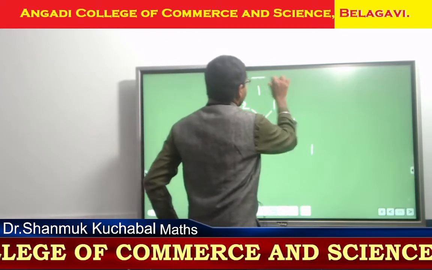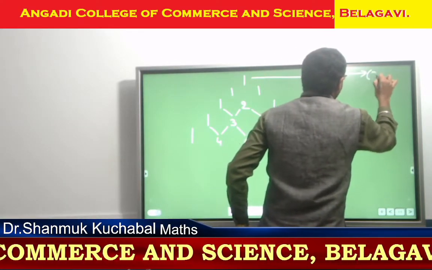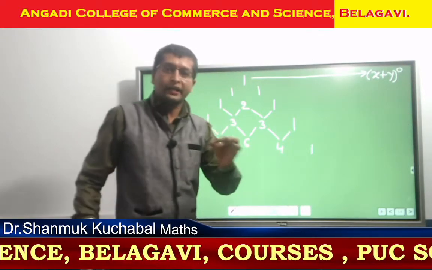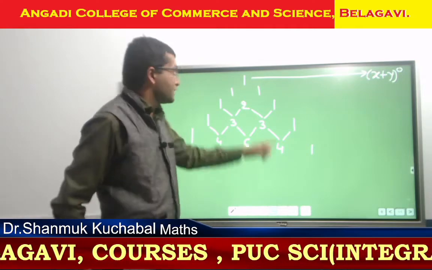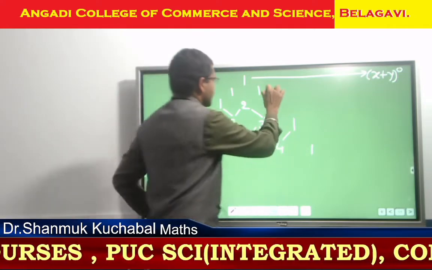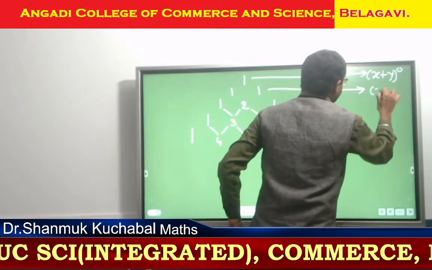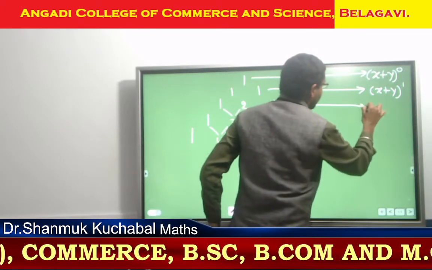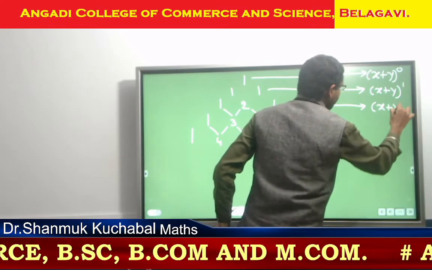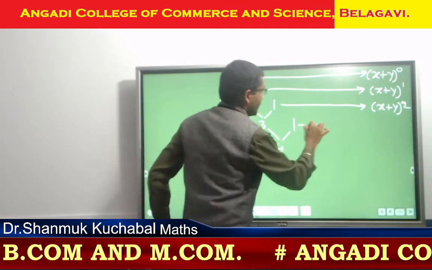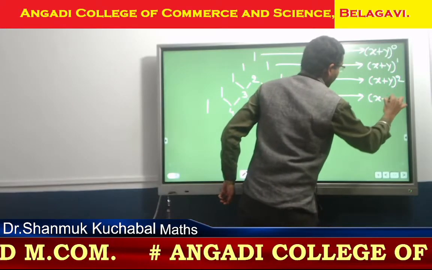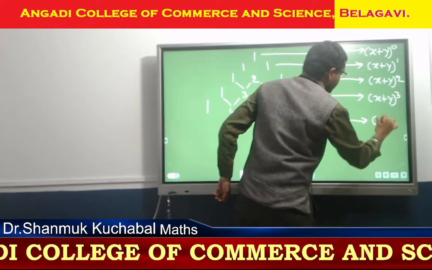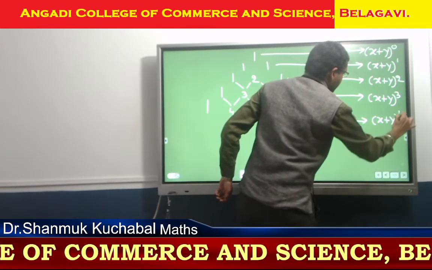The first value represents (x plus y) raised to 0. You know that any number raised to 0 is always 1. So this is 1. Next, this will represent (x plus y) raised to 1. Next, (x plus y) raised to 2. Then (x plus y) raised to 3. Next one is (x plus y) raised to 4.